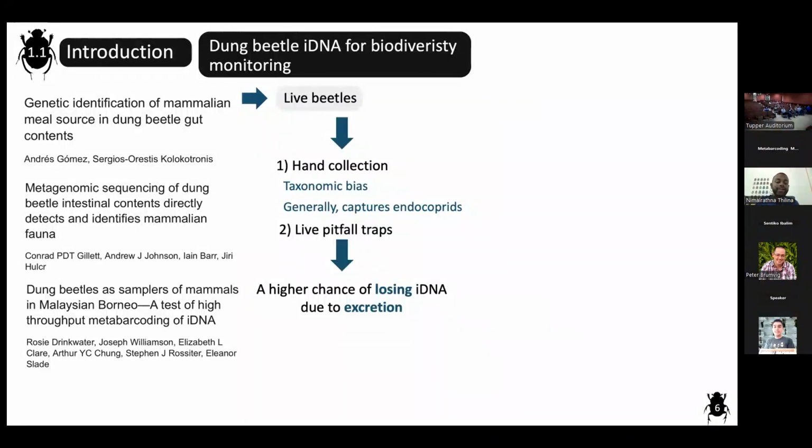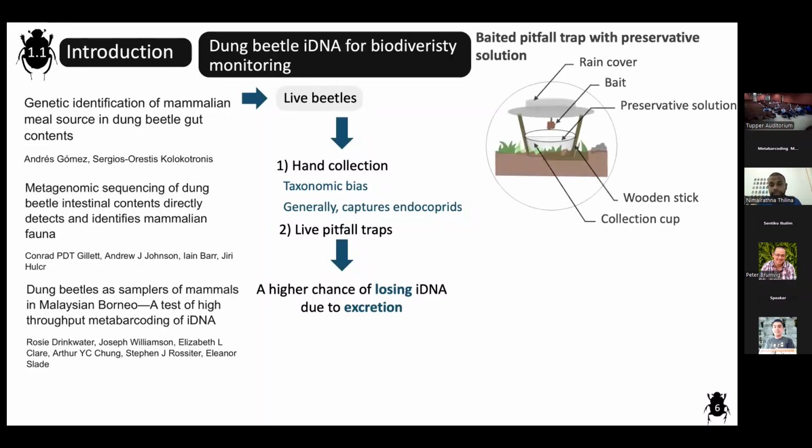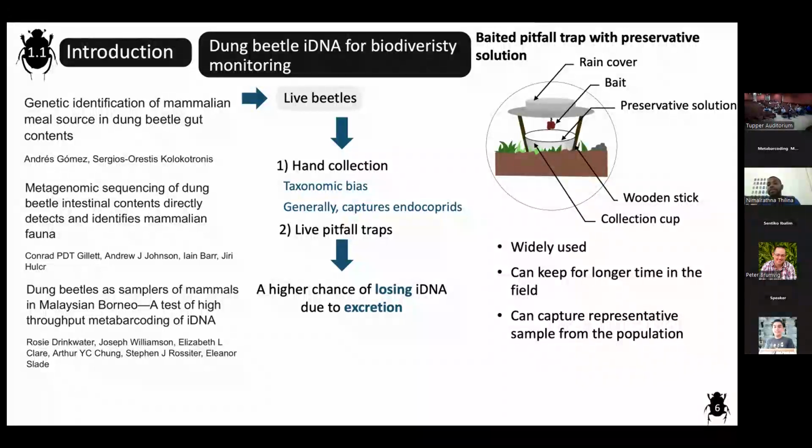When you do hand collection for dung beetles, there is some taxonomic bias. Generally, when they do hand collection, they focus on the dung pads. In the dung pads, you can only find the endocoprids, which are the dwellers. So they basically ignore the rollers and the tunnelers. And there's also a higher chance of losing DNA when they use a live pitfall trap with water as the preservative solution.